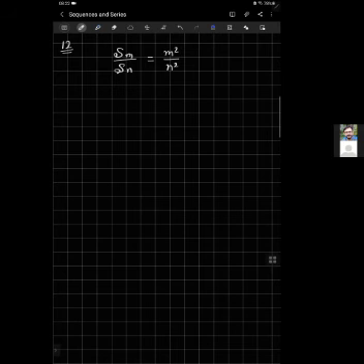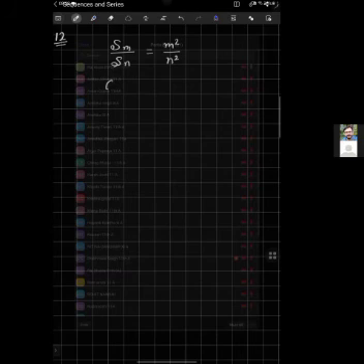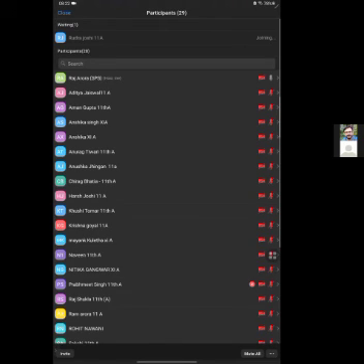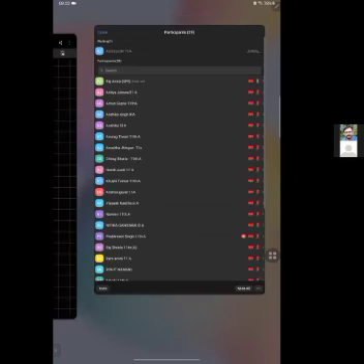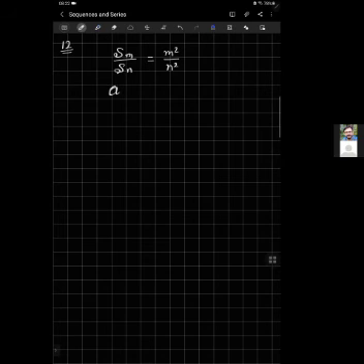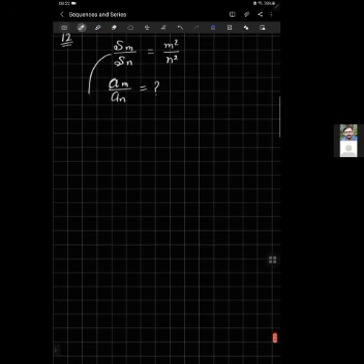Show that the ratio am upon an equals to question mark, or we need to prove something. So to prove, first of all, I have written simply the question. Then we will see what best I could do. So from the given condition, I'm taking the step.